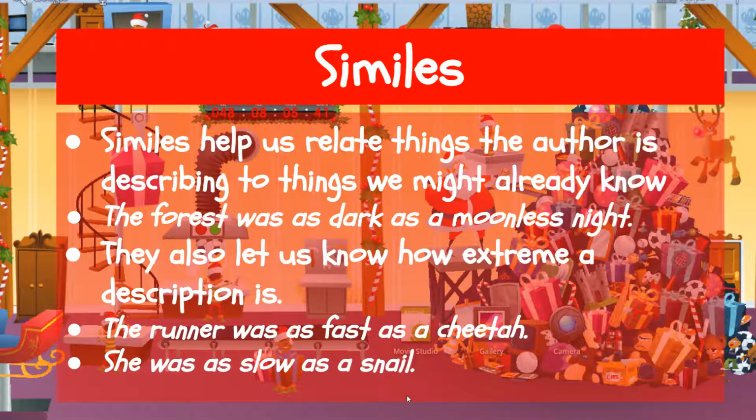They also let us know how extreme a description is. The runner was as fast as a cheetah. So that runner is not a little bit fast. That runner is extremely fast. She was as slow as a snail. Well, someone who's as slow as a snail is very slow. They're not lagging just a little bit behind. They're extremely slow.